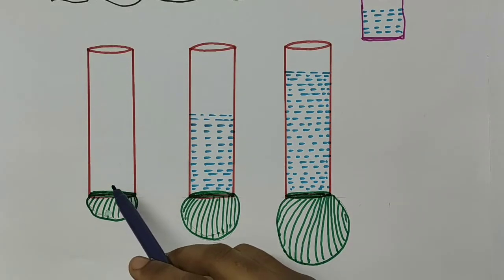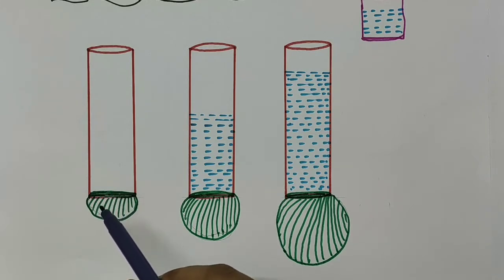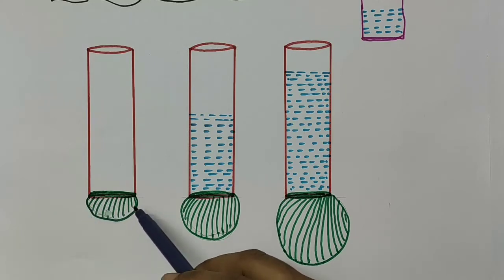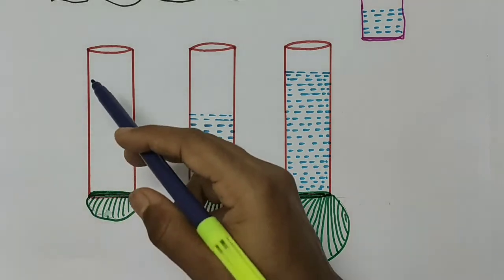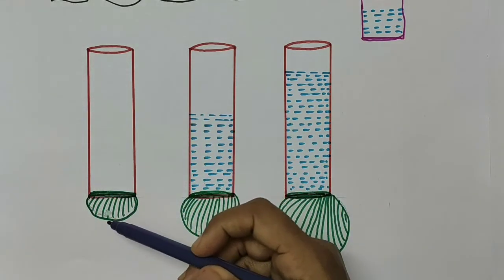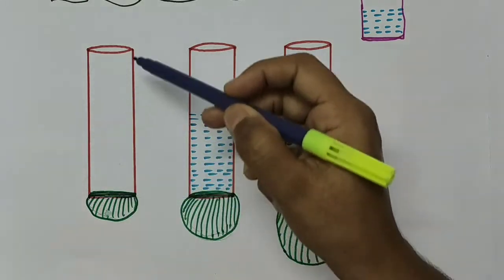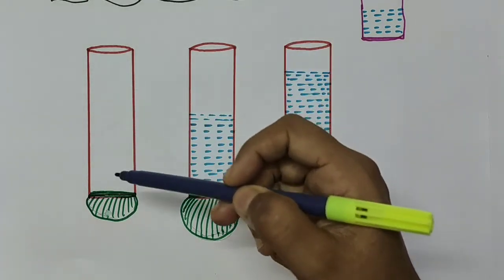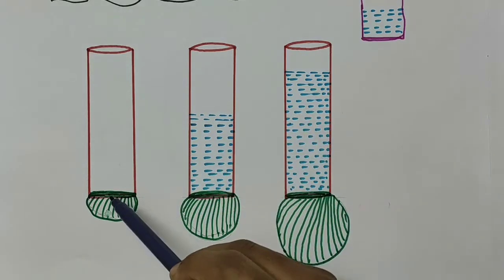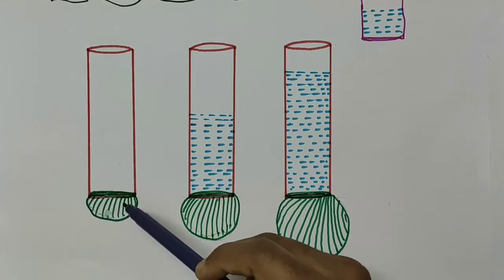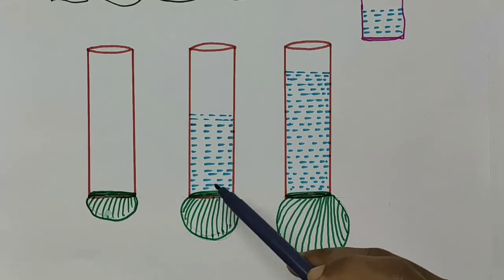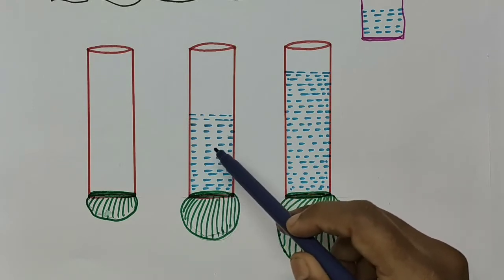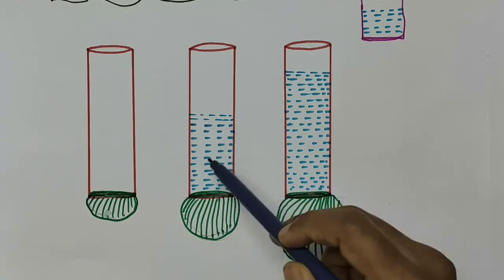Let this red one be a transparent glass tube. Suppose we attach a balloon, this green one, at the bottom of the glass tube. Now we want to fill this glass tube with some water. This blue represents water.